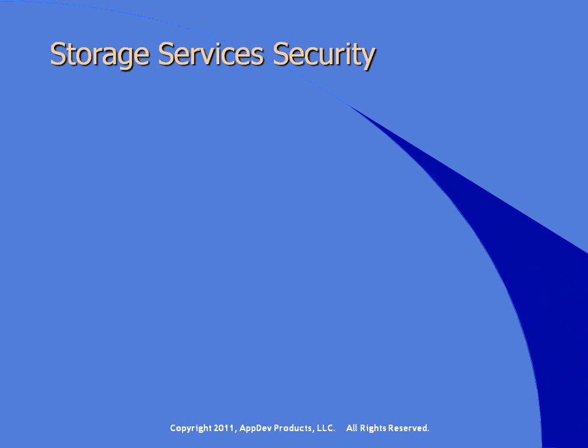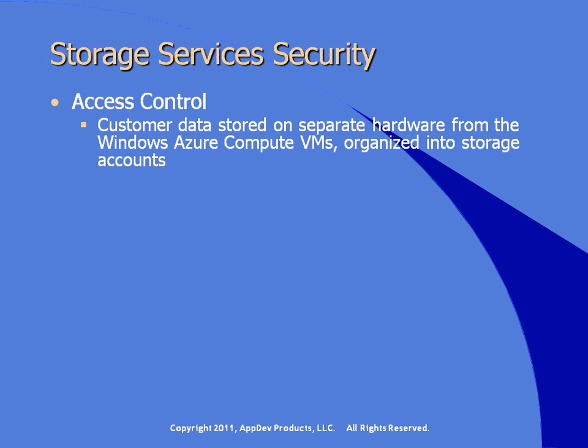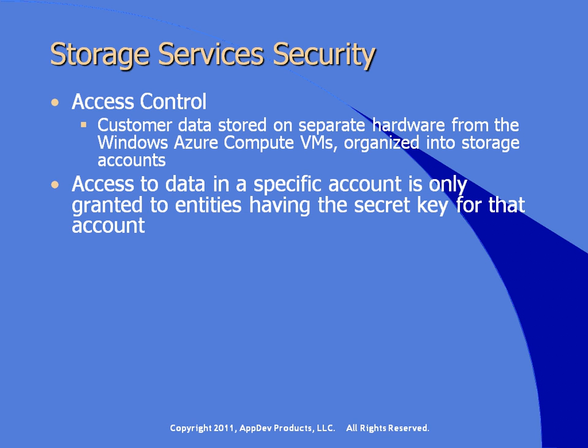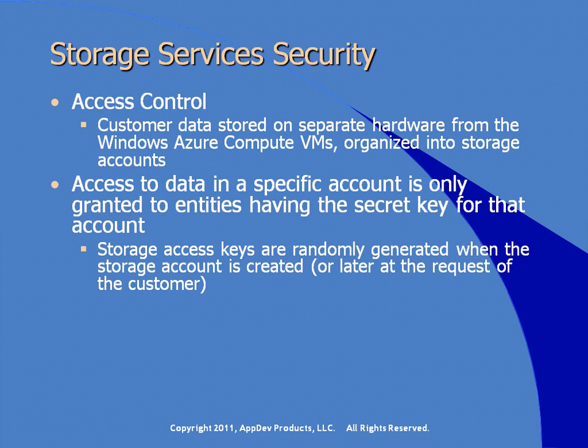Windows Azure Storage Services uses a strong storage access key to control access to storage accounts. Your Windows Azure Storage Service has a simple access control module. Each Windows Azure subscription can create one or more storage accounts. Each storage account has a single secret key that is used to control access to all data in that storage account. So access to that data in a specific account is only granted to entities having the secret key for that account. This supports the typical scenario where storage is associated with applications and those applications have full control over the associated data.